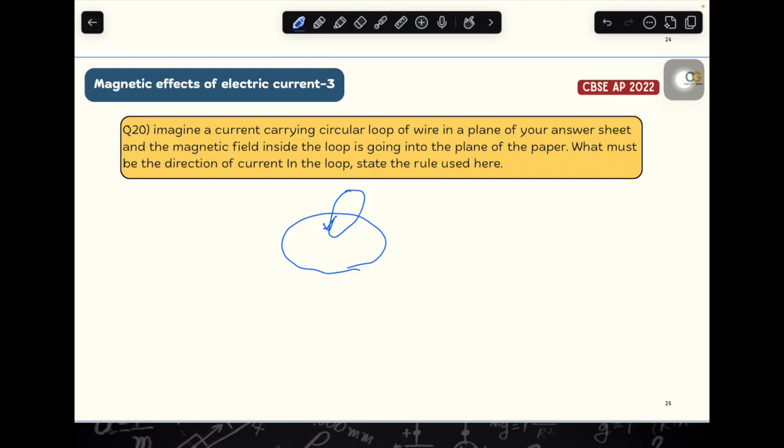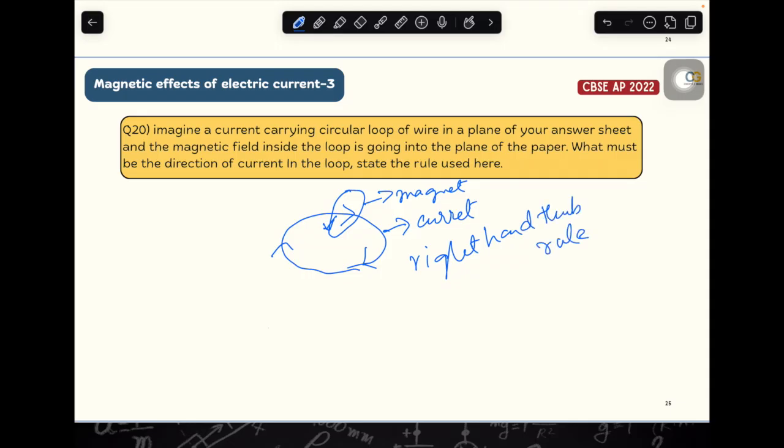Just take your right hand and place it such that it is going into the paper. My thumb is showing in this direction, so my thumb is like this for it to go into the paper. This is how you use the law to apply this logic. Again, practice. Use the right hand, not the left hand in this case. You will be able to determine the direction accurately. Here you will have to just draw the diagram and say that this is the current, this is the magnetic field, and the rule used here is the right hand thumb rule. And you will state the rule.